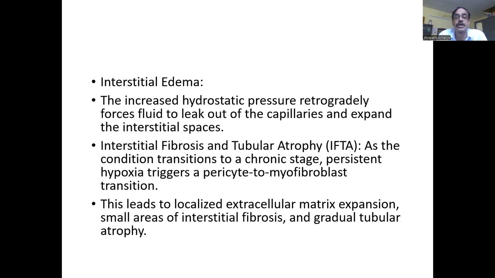Interstitial fibrosis and tubular atrophy. As the condition transitions to a chronic stage, persistent hypoxia triggers a pericyte to myofibroblast transition. This leads to localized extracellular matrix expansion, small areas of interstitial fibrosis, and gradual tubular atrophy.